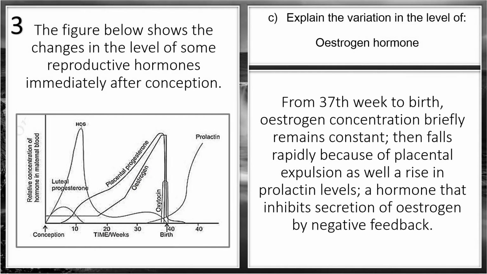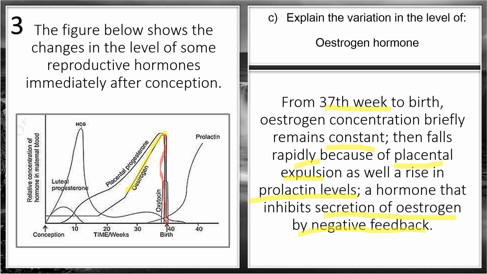From the 37th week to birth, estrogen concentration briefly remains constant, then falls rapidly because of the placental expulsion, as well as the rise in prolactin levels, hormones that inhibit secretion of estrogen by negative feedback. So you can see that it rises up to the 37th week here. Then from there, it remains constant, and then it falls rapidly up to birth.